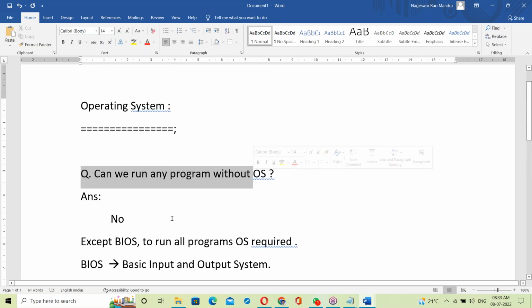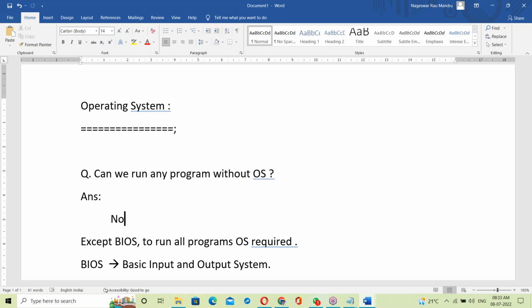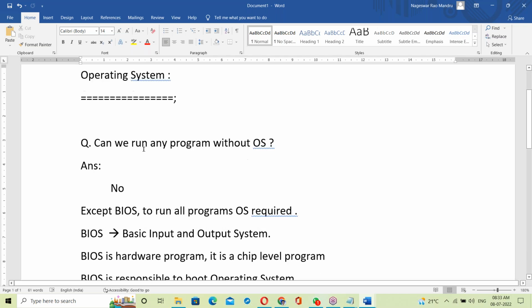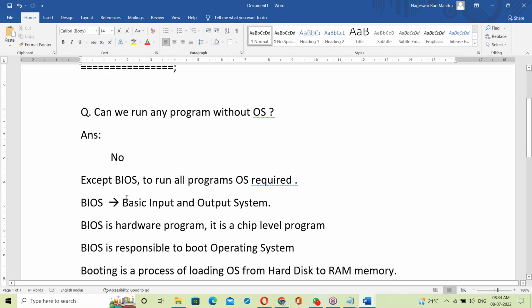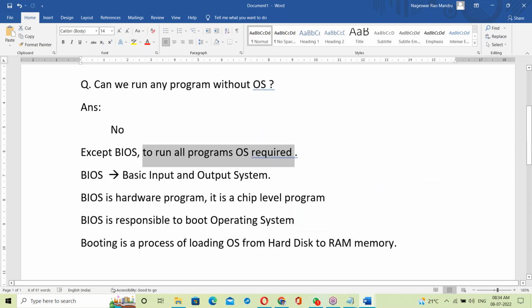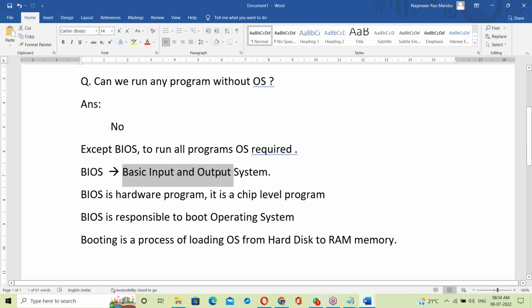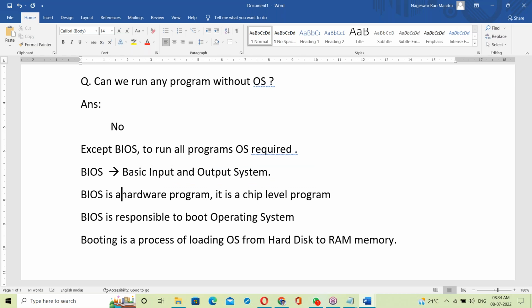Can we run any program without OS? No, we can't run. Without OS we cannot run any program except BIOS. BIOS is a hardware program, not a software program. Except BIOS, all programs require an OS. BIOS stands for Basic Input and Output System.